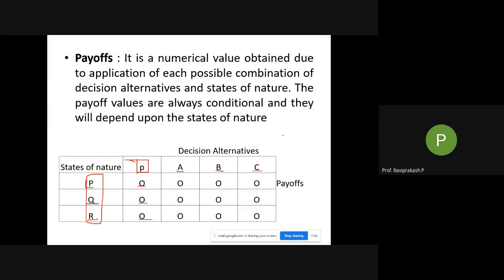In general, this is a general way of representing a payoff matrix. Here the states of nature are there, and the decision alternatives are there: A, B, C are the decision alternatives, P, Q, R are the states of nature, p is the different probabilities, and this square holds the payoffs for A, B, C and P, Q, R correspondingly. So these are the payoffs, and these are the steps.